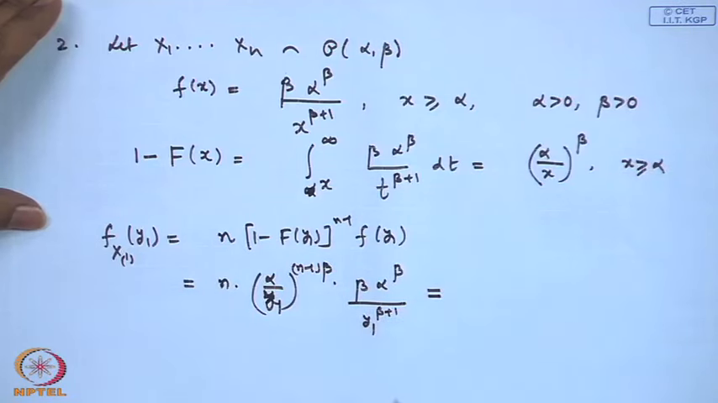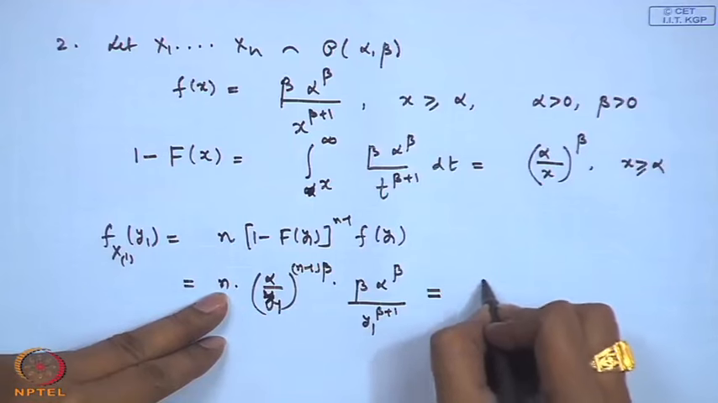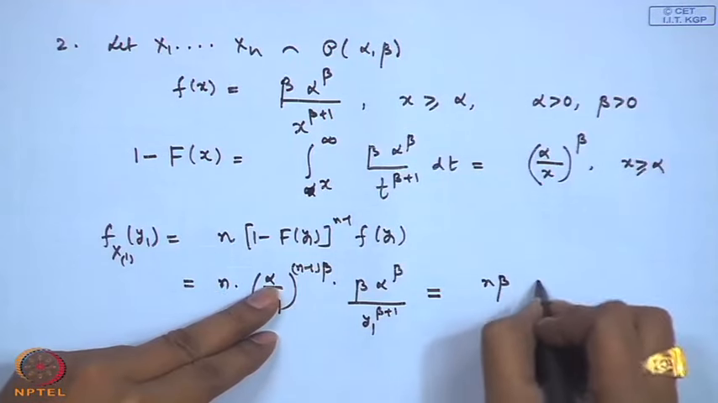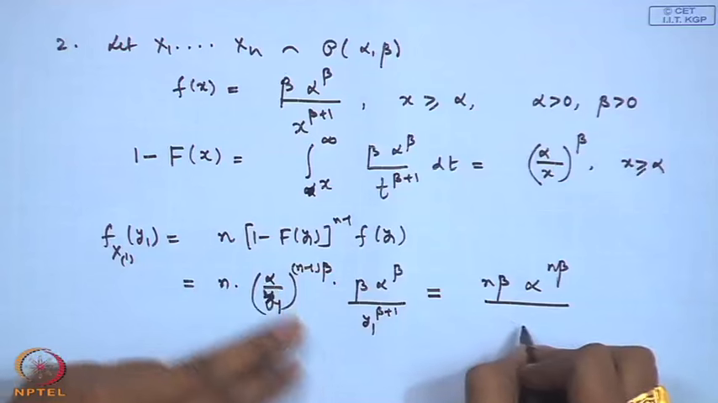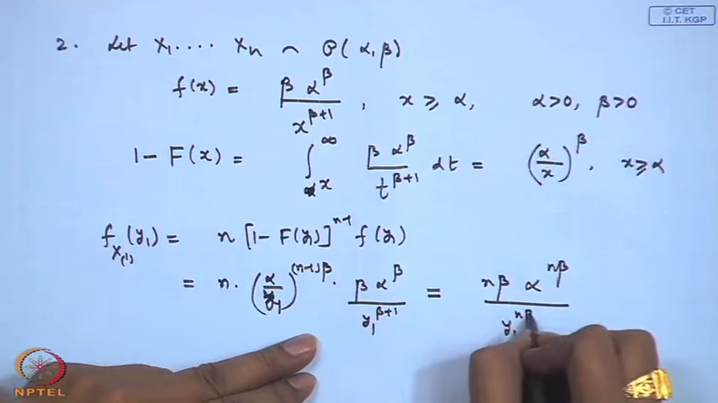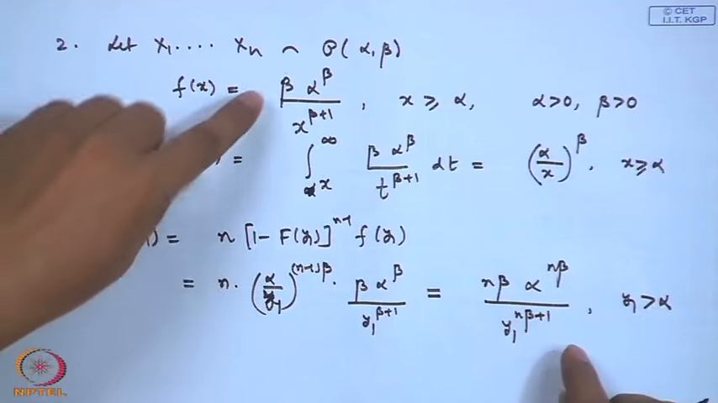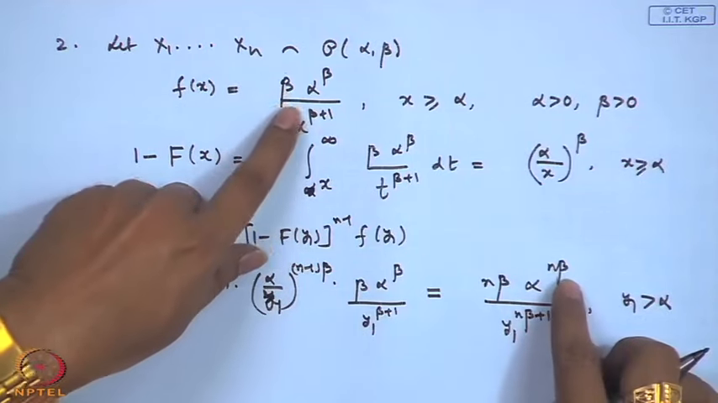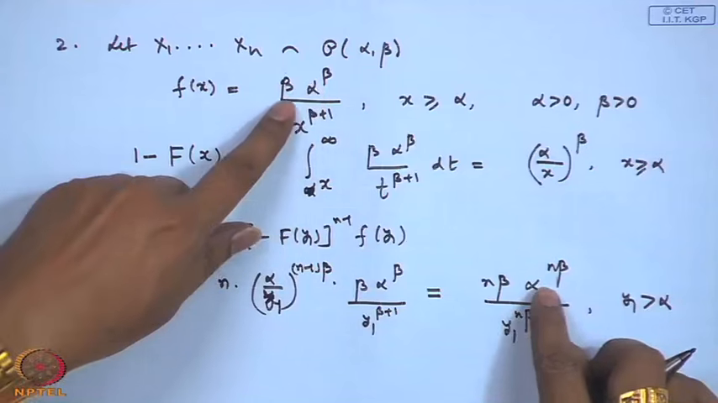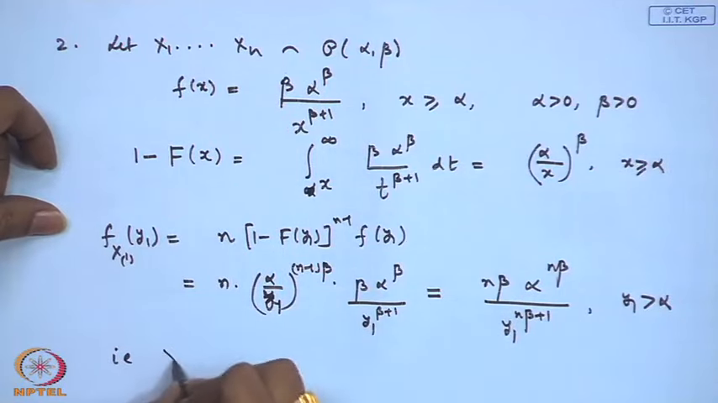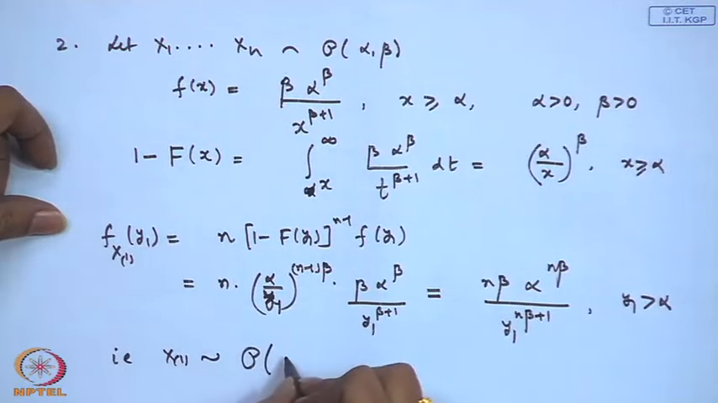So, if you combine the terms, you will get n beta alpha to the power n beta divided by y 1 to the power n beta plus 1 for y 1 greater than alpha. You compare this with this density: beta has changed to n beta, alpha remains the same. That is, we are saying x 1 follows Pareto alpha, n beta. So, this is another interesting example where the distribution of the order statistics is in the same family of distributions.